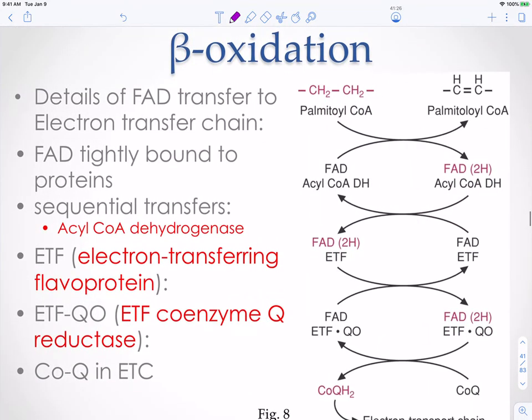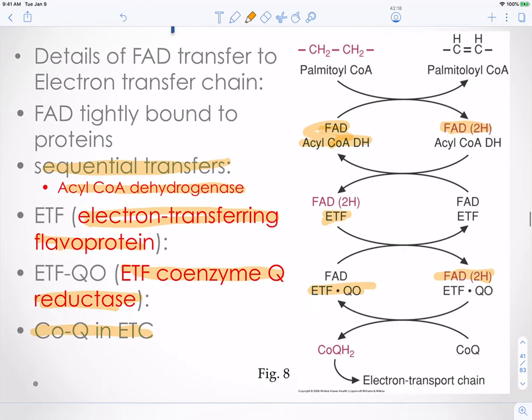Now those FADH2, again, can't be transferred directly to the electron transport chain. So there's a few steps that need to take place for you to get those FAD electrons into the electron transport chain. And those are going to be a sequential transfer of those electrons. So you have the acyl-CoA dehydrogenase, which is the flavoprotein that has the FAD, and it's going to pick up the electrons. And then the dehydrogenase is going to transfer those electrons to the electron-transferring flavoprotein, which is this ETF. And then ETF is going to transfer those electrons to the ETF coenzyme Q reductase. So that's this one here. And that's going to have an FAD, it picks up those electrons. And then that is going to transfer that to coenzyme Q in the electron transport chain.